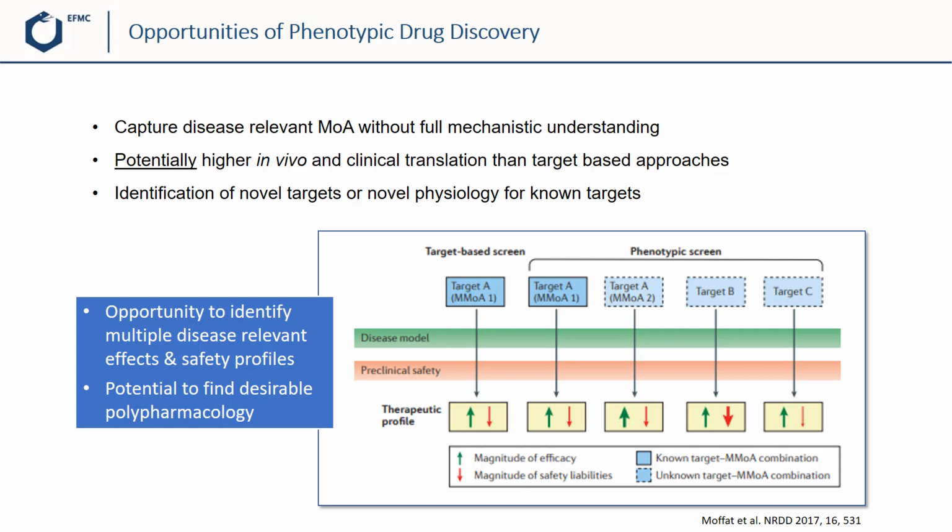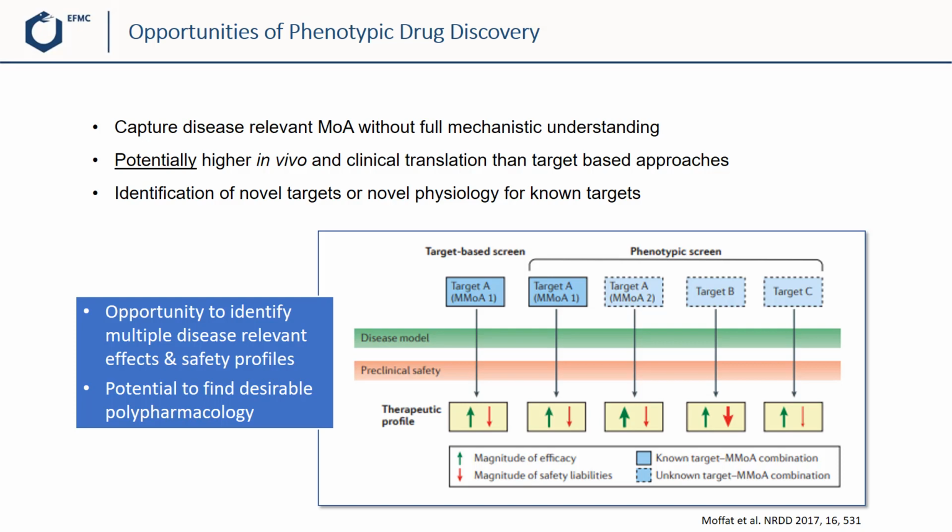This is based on the fact that the systems that are used are much different than just isolated targets in form of, for example, enzymes or overexpressed targets in simple cell systems, which are often used in target-based drug discovery. In the course of phenotypic projects, it is then possible to discover new targets or also new physiology for known targets. Additional benefits are also highlighted in this graph.